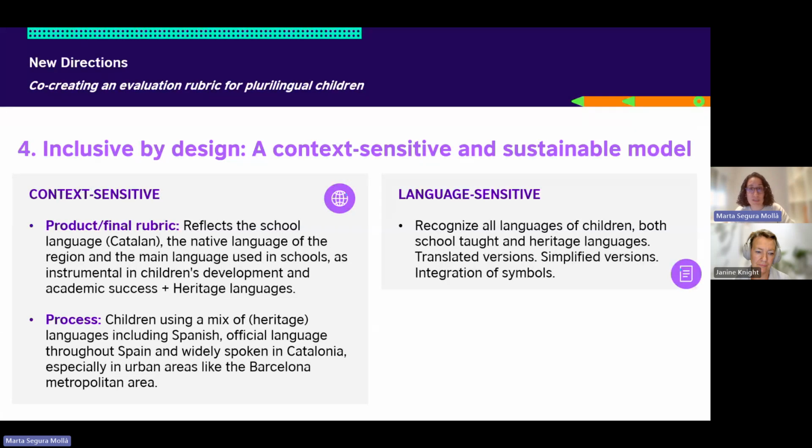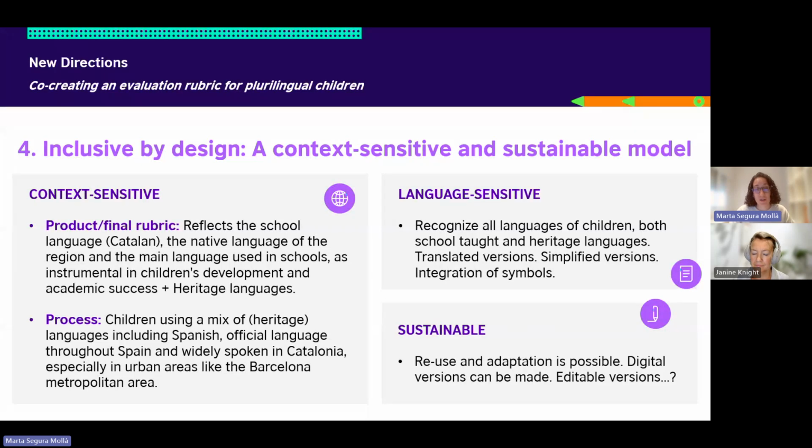The rubric was also language sensitive. Like we've been saying, one of the main goals was to recognize all of the languages of the kids, both the school taught languages and their heritage languages. This is why we have translated versions, simplified versions, and we integrated symbols to facilitate understanding. And our goal was also to create a sustainable rubric that could be reused and adapted if possible. There's digital versions that can be made, and we are looking into editable versions of the rubric as well.